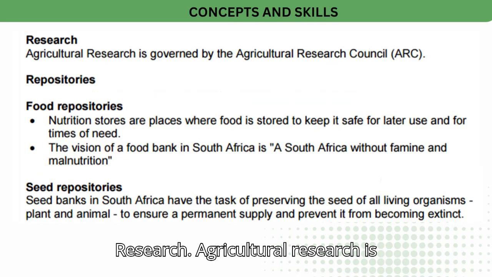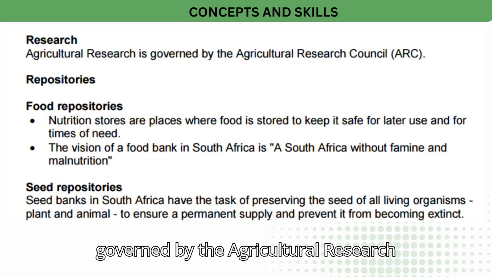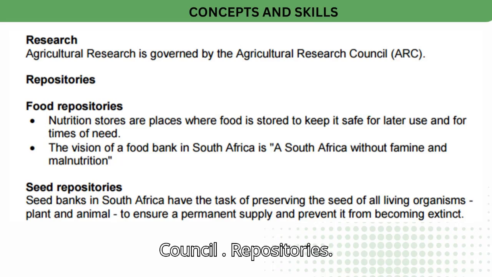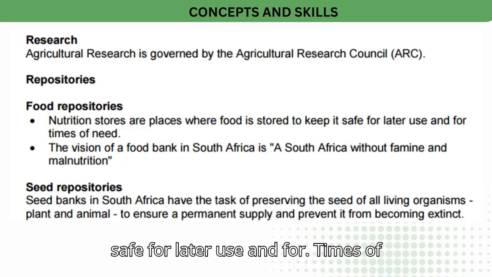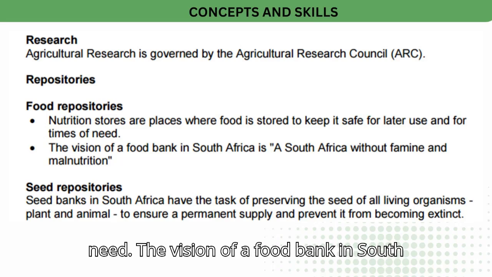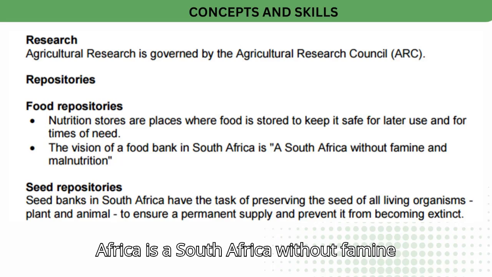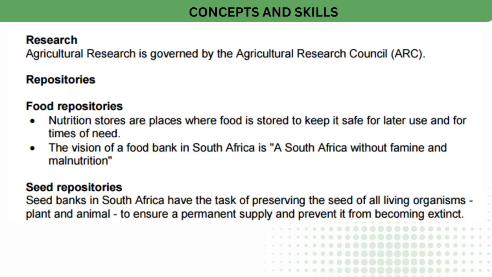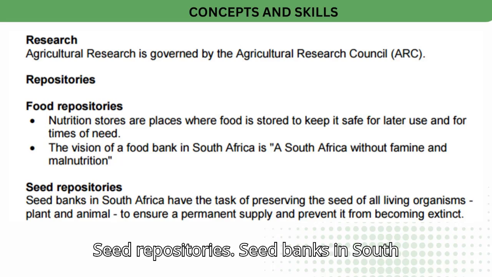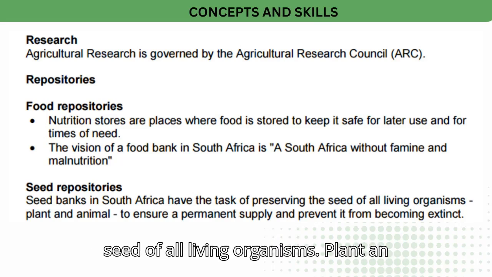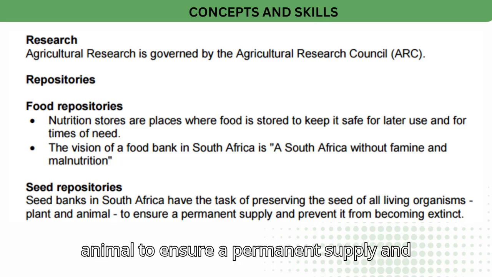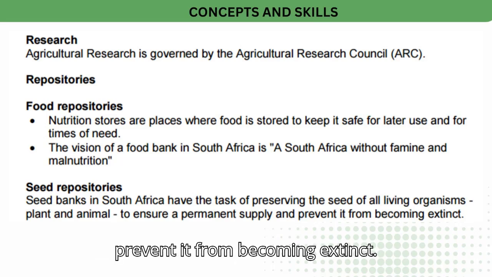Research. Agricultural research is governed by the Agricultural Research Council, ARC. Repositories. Food repositories. Nutrition stores are places where food is stored to keep it safe for later use and for times of need. The vision of a food bank in South Africa is a South Africa without famine and malnutrition. Seed repositories. Seed banks in South Africa have the task of preserving the seed of all living organisms, plant and animal, to ensure a permanent supply and prevent it from becoming extinct.